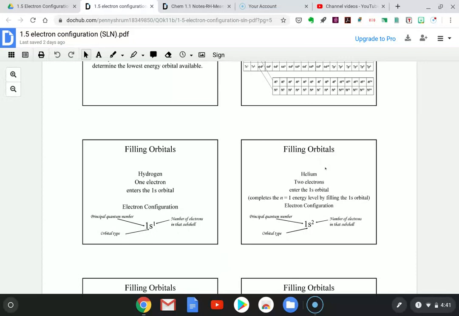Then going on to helium, helium has 2 protons, so as long as it's neutral, it'll have 2 electrons. They'll enter the 1s orbital as well. So this completes the n equals 1 energy level by filling the 1s orbital. So that 1s orbital can only have 2 electrons. So again, the principal quantum number here is 1, the orbital type is s, and the number of electrons in that subshell is going to be 2. Now, if I'm actually writing the electron configuration for helium, realize I would want to write 1s2. Okay, I don't need 1s1, 1s2. I just need the 1s2. Okay, because that's the same subshell.